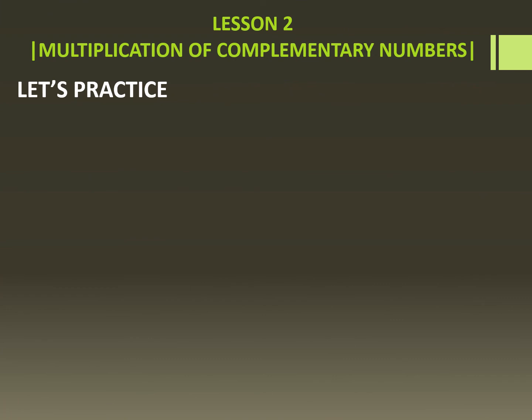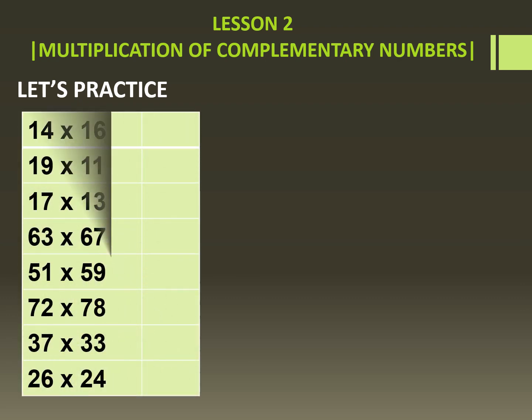Let's practice to solve multiplying two complementary numbers. As you can see, all these numbers satisfy both the conditions. The tens place digits are the same and the ones place digits add up to 10. Hence, we can apply the principle and solve the problem. You may want to pause the video at this point and try to solve these problems.